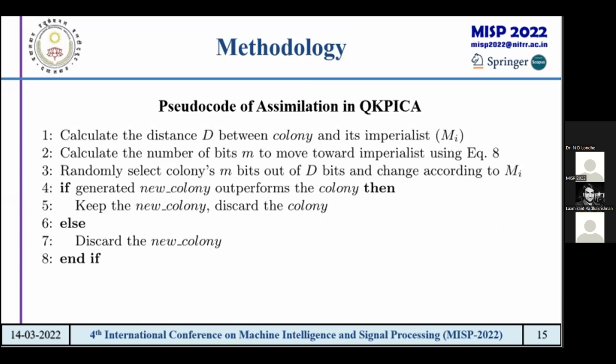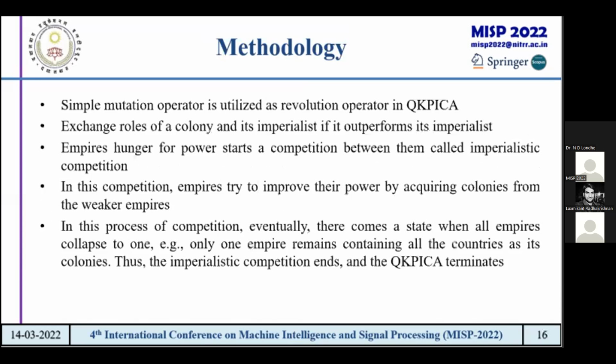Sorry to interrupt you, Mr. Lakshmikant. I request you to kindly summarize the things. We are running short of time. Okay, I'll be a little faster then.